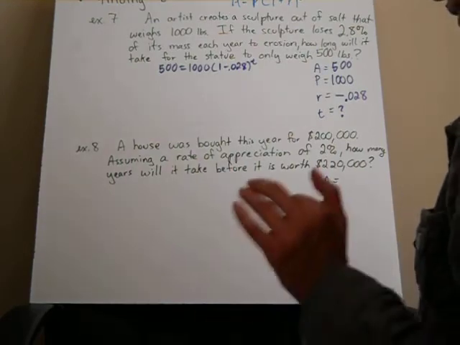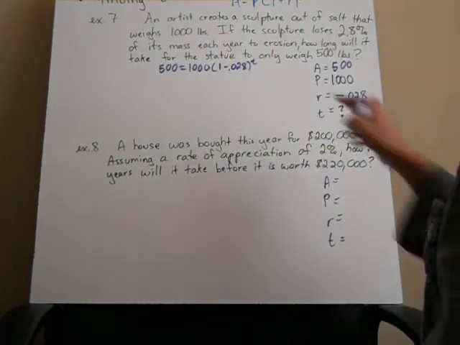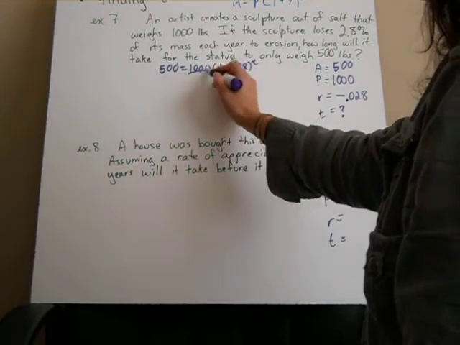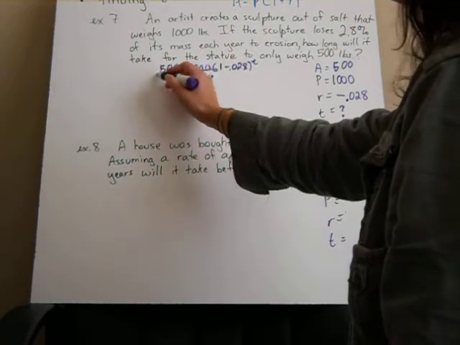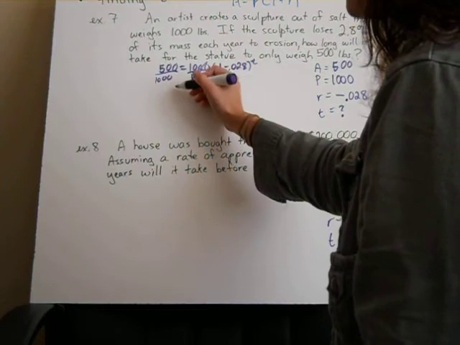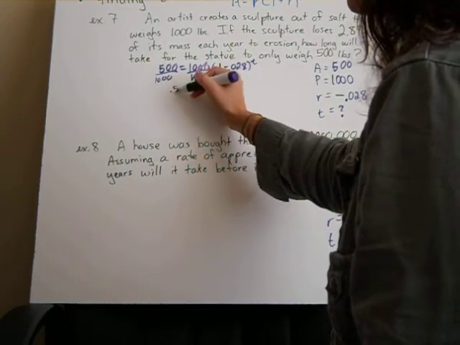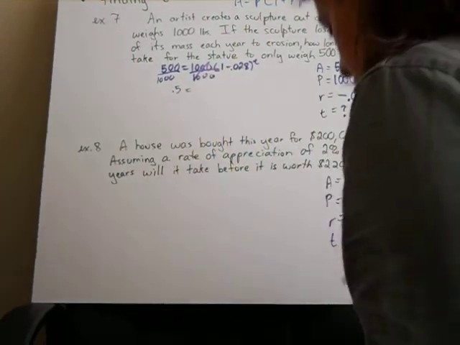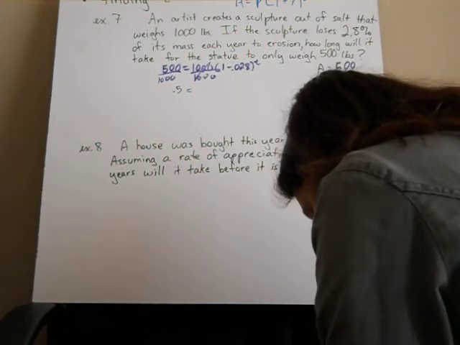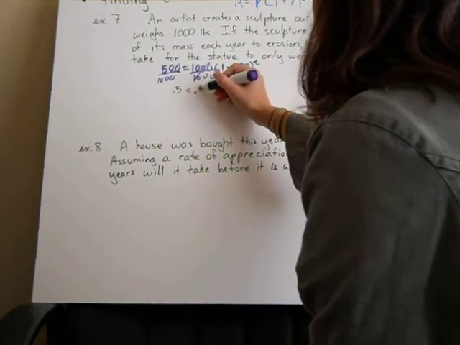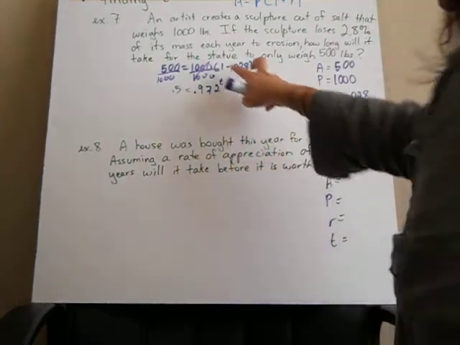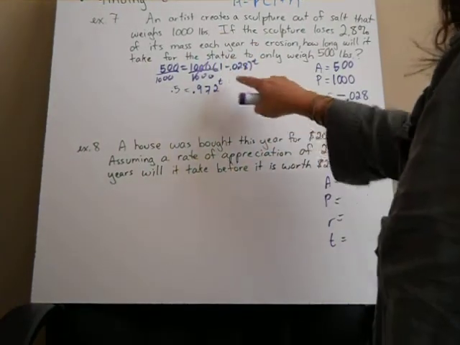Now before you go logging anything, you first have to get your base isolated. So what we're going to do to isolate our base is divide by 1,000 and get rid of that number in front. So that cancels out there. 500 divided by 1,000, that's 1/2 or 0.5. Let's see, to abbreviate that, 1 minus 0.028 is the same thing as 0.972. All I did was do that in my calculator to get that.